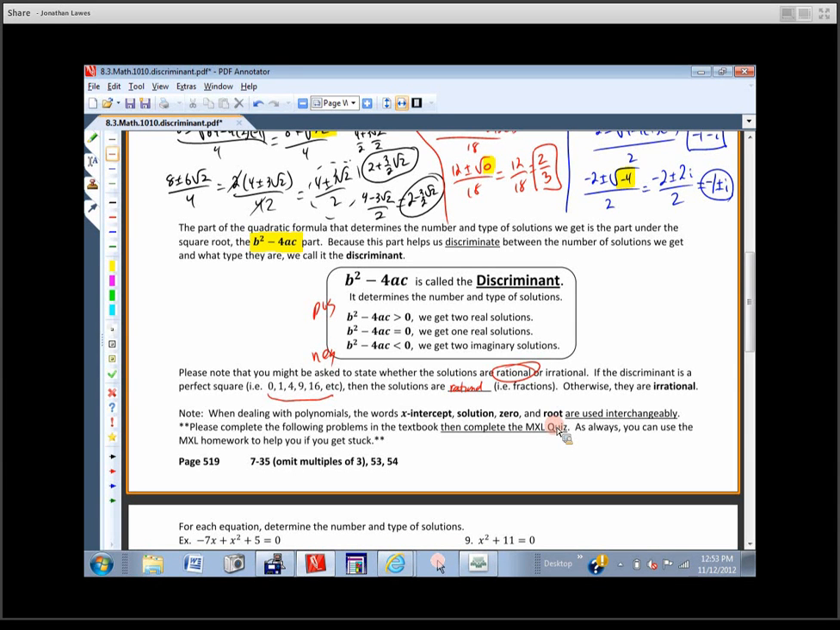Now, this is your homework assignment from the textbook. So you need to do those problems there, omit multiples of 3. That means you leave out 9 and 12 and 15 and so forth. Do 53 and 54. And then I'd like you to log on and do the Math Excel quiz. Just the quiz, not the homework. Everybody clear on that? So book work and Math Excel quiz.